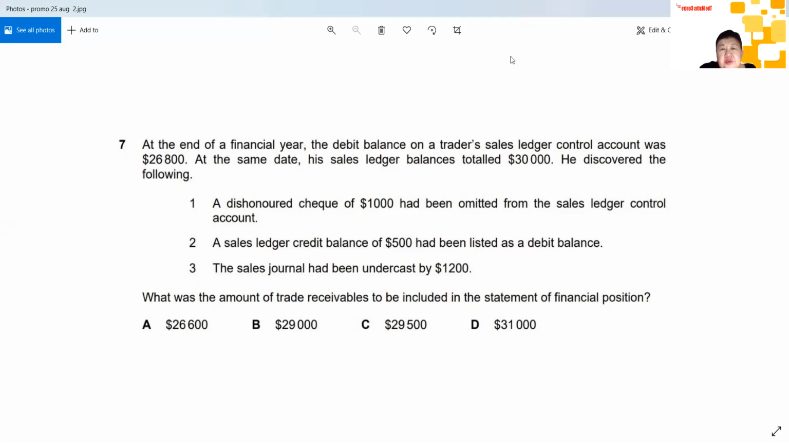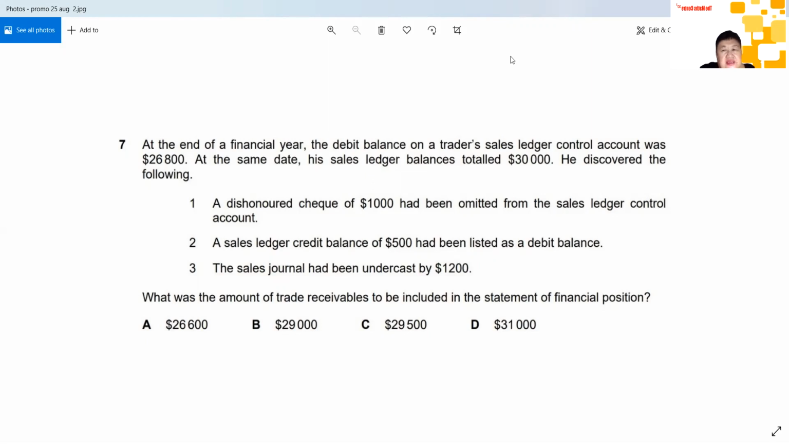Now I like this particular question because it really tests you on the idea of control accounts, all right? This is a question that tests you on control accounts, and it tests you on your understanding of the purpose of a control account. What does it do? So let's take a look.